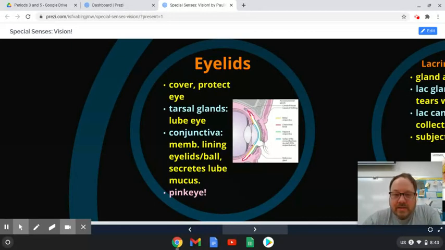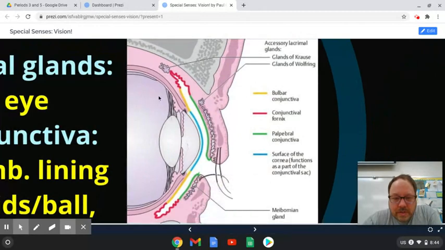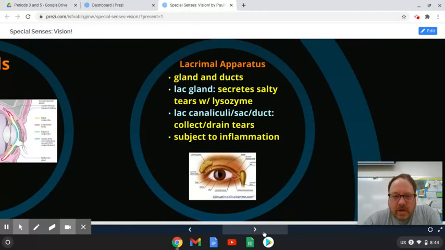Eyelids are there to protect, and we've got that conjunctiva, another mucous membrane, to produce that lubricating fluid so we can move our eyes around with little friction. So here you can see there's the eyeball, and here are the membranes that help protect that. All right.